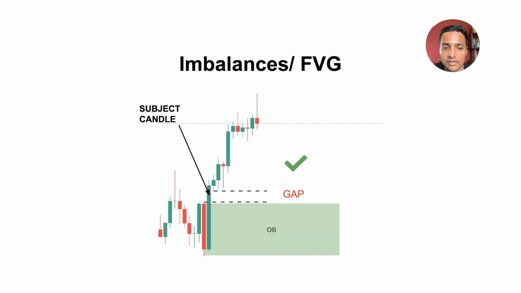And so to do this, we find the strong momentum candle or subject candle as shown by this arrow. As you can see, there's a gap between the top wick of the left neighboring red candle and the bottom wick of the right neighboring candle. This is the imbalance. Often price fills in the entry by recovering this gap and then reversing.